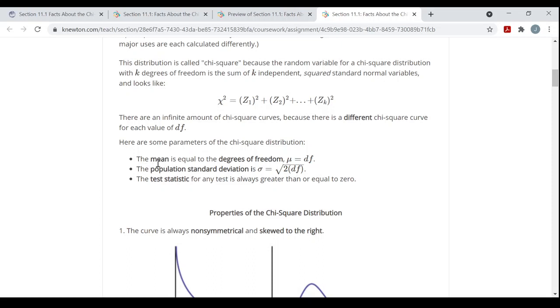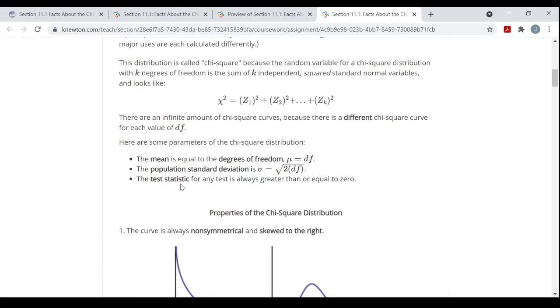The mean of a chi-square distribution is equal to the degrees of freedom. So mu equals however many degrees of freedom, so mu equals k up here. The population standard deviation, sigma, is the square root of 2 times the number of degrees of freedom, so the square root of 2k in this example up top.